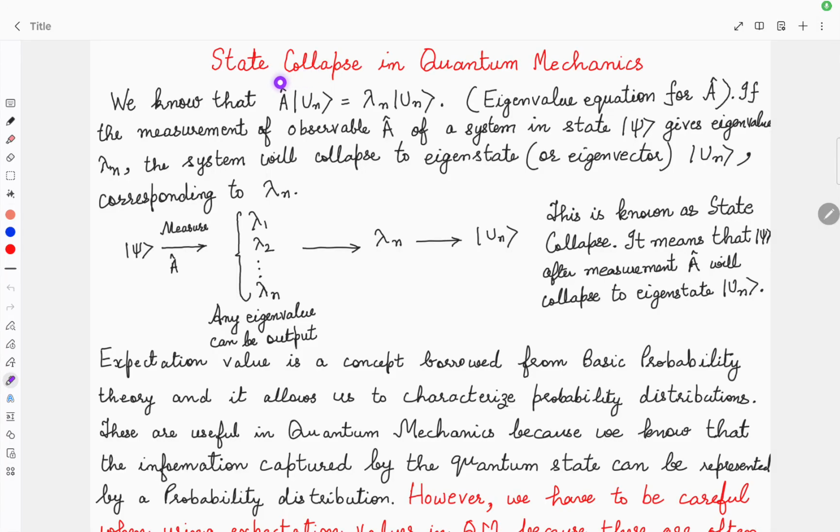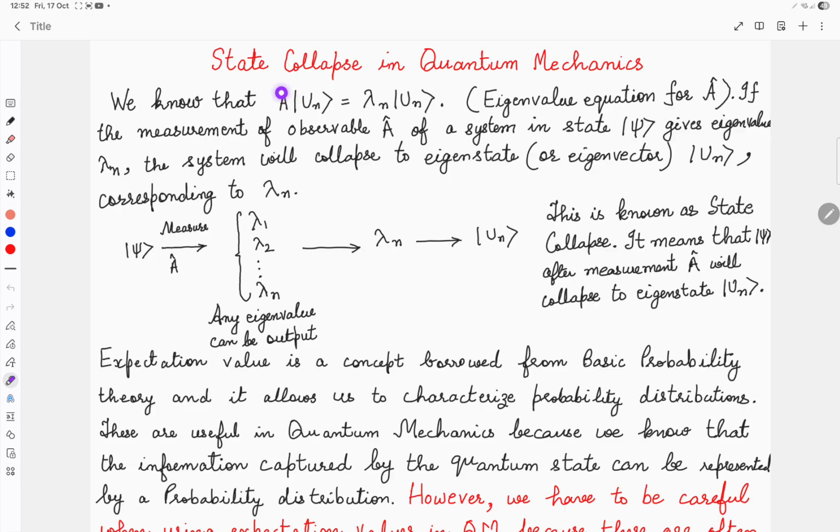Hello, everybody. Let us talk about state collapse in quantum mechanics. Because when we perform the measurement in quantum mechanics, the quantum state will collapse, and the state will collapse to one of the eigenstates corresponding to the eigenvalues for the particular property that we are trying to measure.